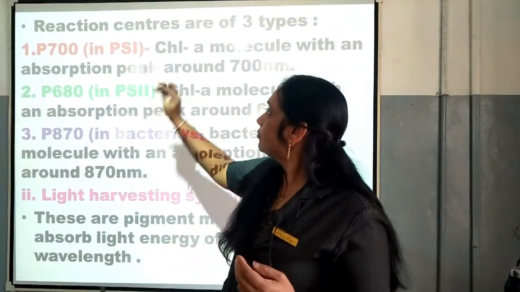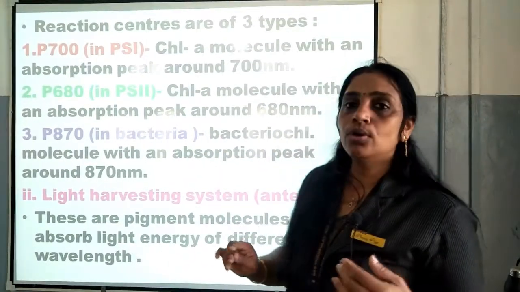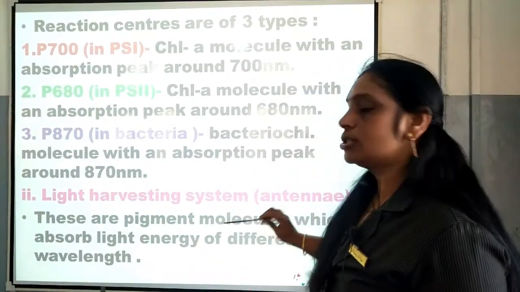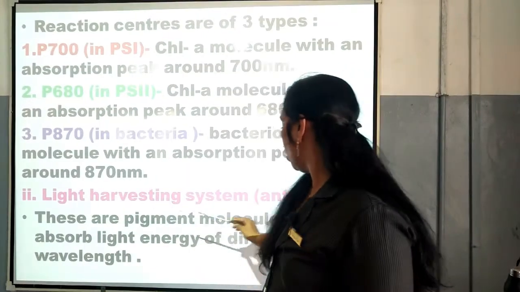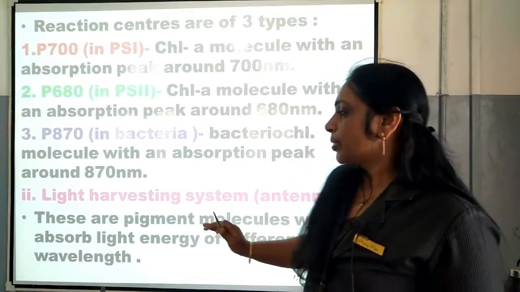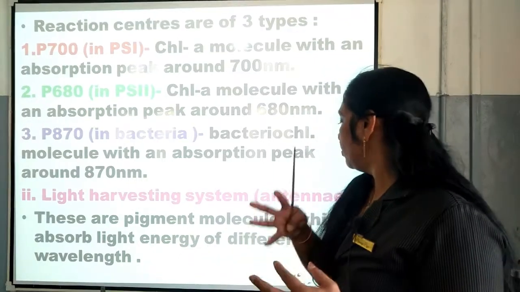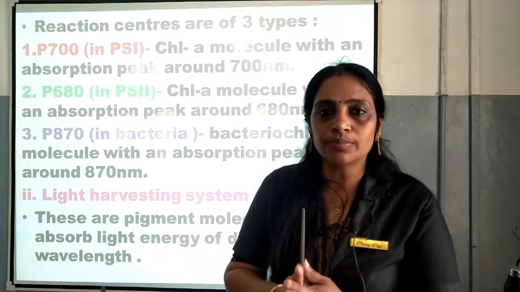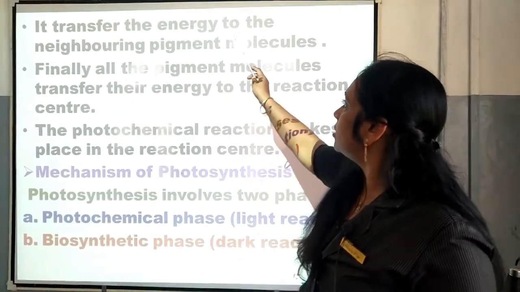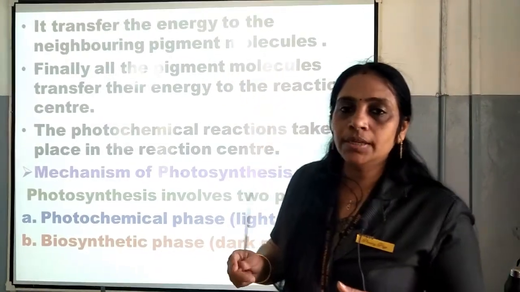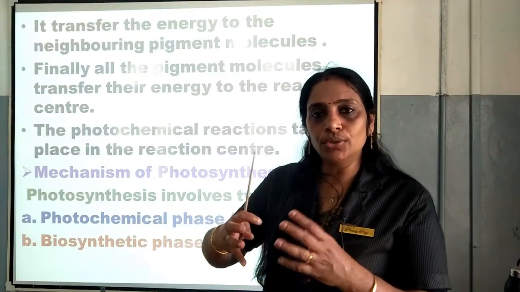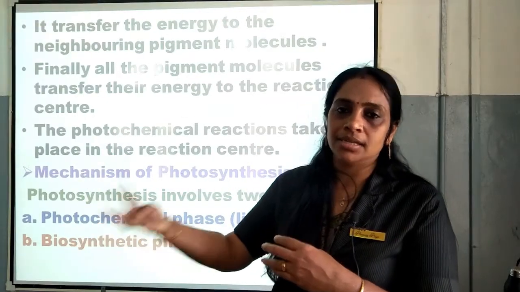Now that is the first part of the photosynthetic unit, and number 2 is the light harvesting system, which is also known as antennae. These are pigment molecules which absorb light energy of different wavelengths. The antennae consist of pigment molecules able to absorb light energy at different wavelengths, and they transfer the energy to the neighboring pigment molecule. From the molecule that absorbs the light energy, it is transferred to the nearest molecule.